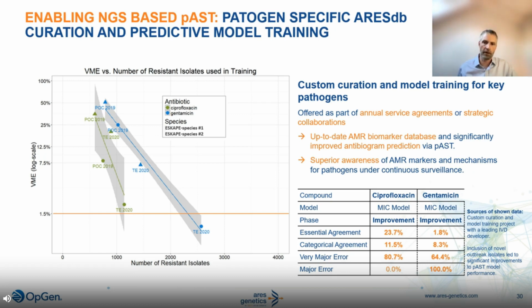In summary, biocuration and model training go hand in hand and can improve model performance for each bug-drug combination to levels in line with IVD device regulation. The benefit for our partner thereby resides in being able to accurately predict treatment response directly from genomic surveillance data, and of course in having access to an up-to-date AMR marker database.